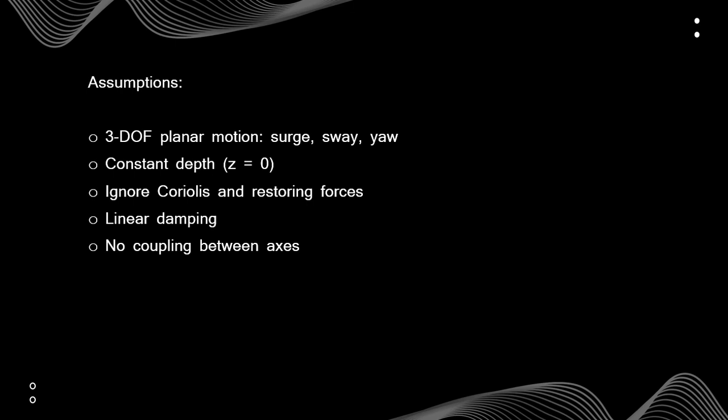To simplify the model, we assume 3 degrees of freedom: surge, sway, and yaw, in a horizontal plane. We ignore vertical motion, Coriolis forces, and nonlinear terms. This lets us build a linear model suitable for basic control.